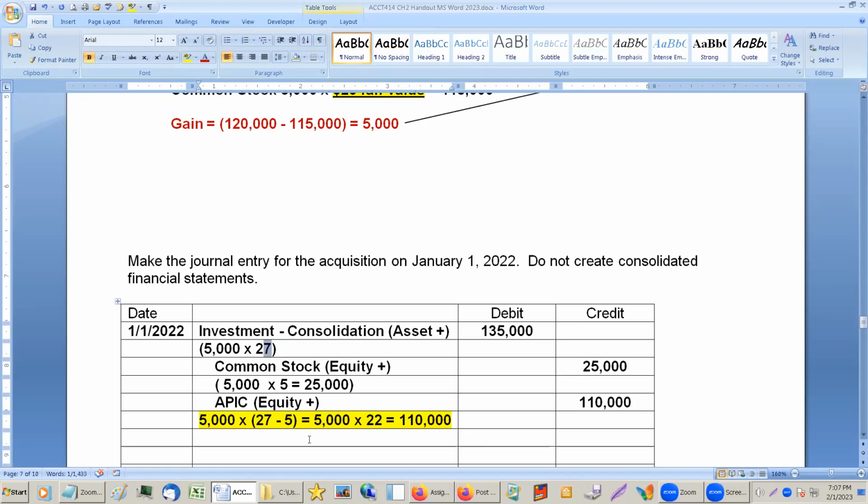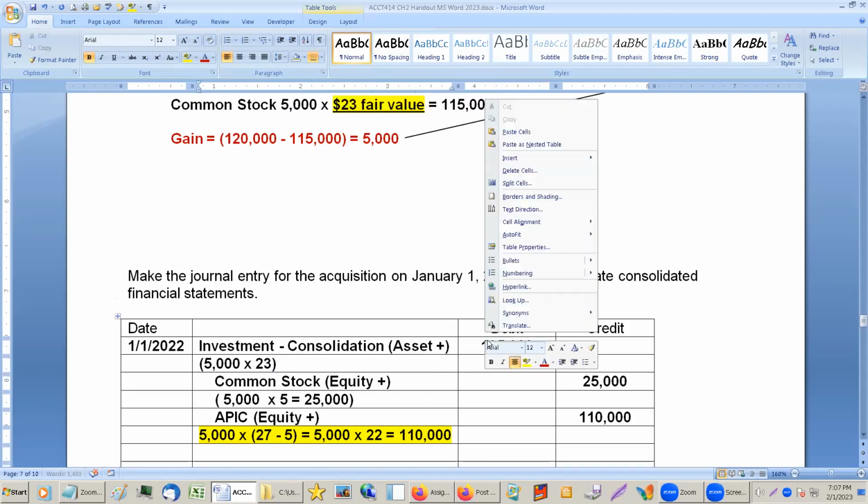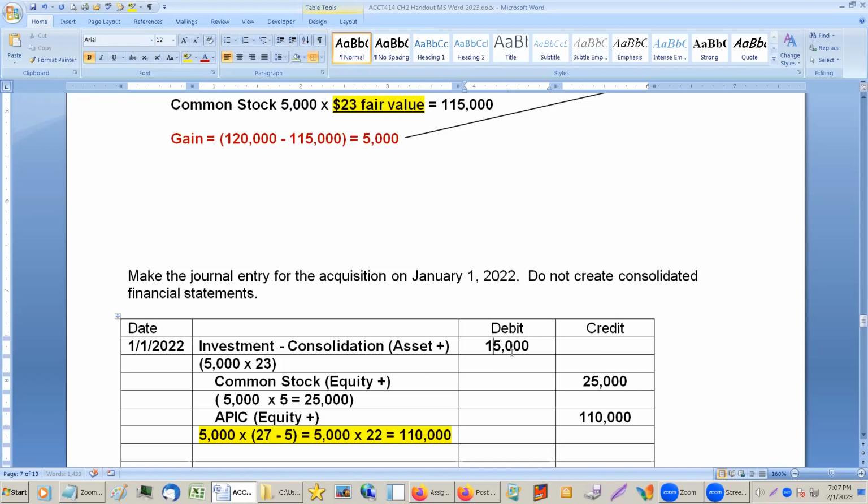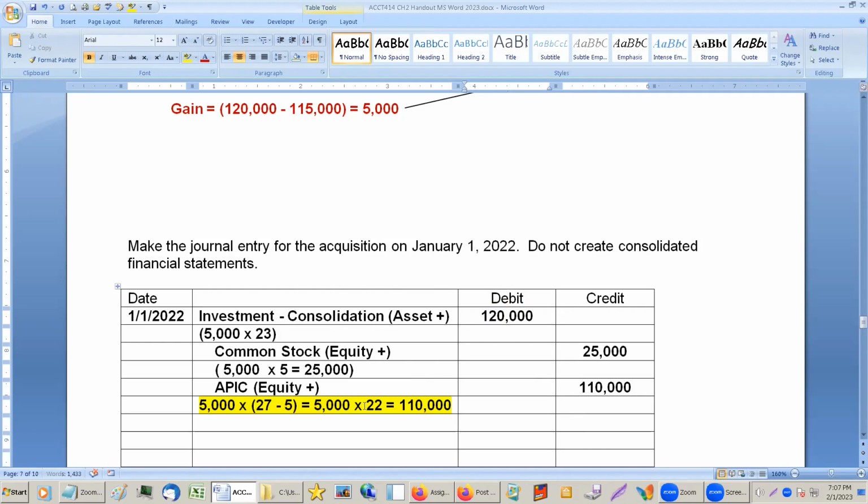Okay, now notice that this consolidation up here, this is worth 23. So this is, oops, 115. No, it's not. They're on the books at the fair value, this is 120. Down here, this is 23 minus 5 equals 18. So this will be what, 90? Yep, 90.